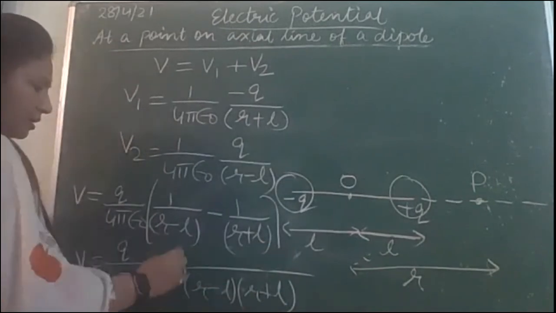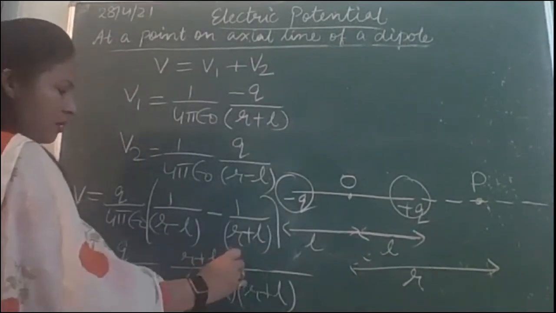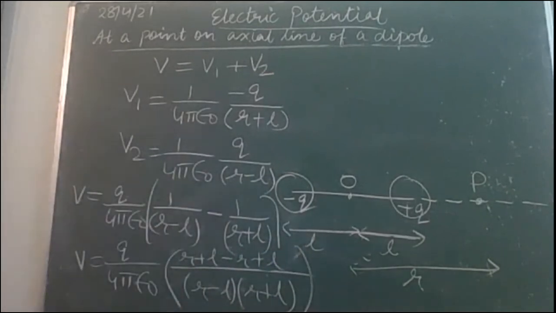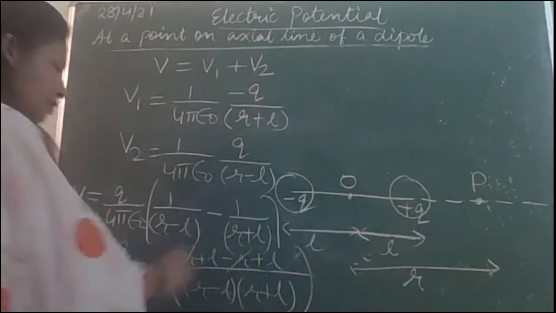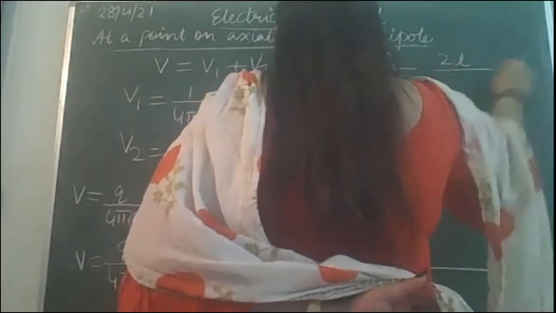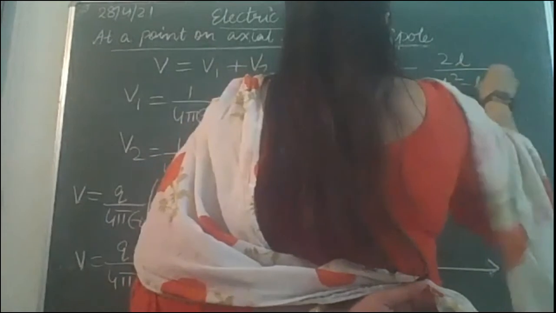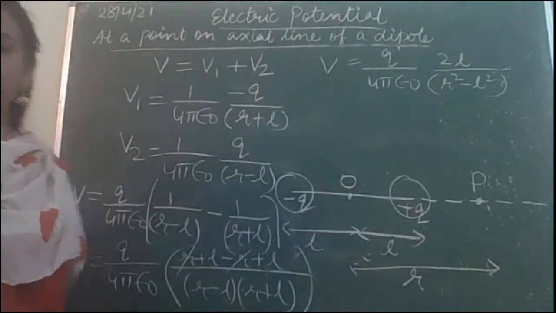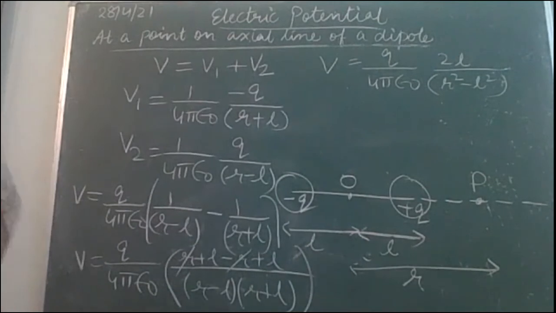And in the numerator R plus L minus R plus L. So simple steps you will be doing. The R will cancel. You will be left with Q over 4 pi epsilon naught into 2L over R square minus L square, using A plus B into A minus B equal to A square minus B square. See if any step is not clear, you can ask.